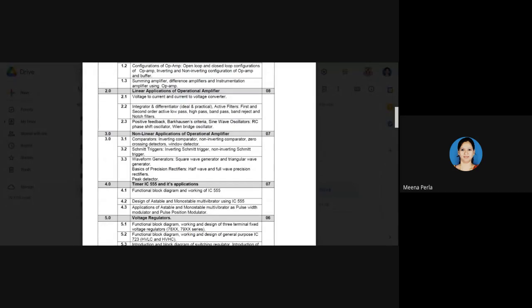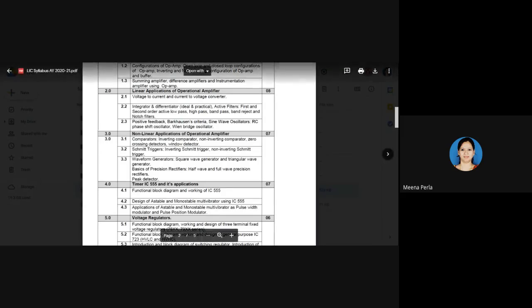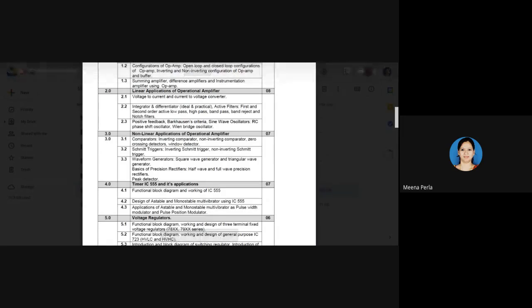Then the second part of this module says we are going to study the Schmitt trigger, where again, since we have two input terminals, we are going to see the inverting Schmitt trigger and the non-inverting Schmitt trigger. That means we are going to study the circuit diagram, the working, and we are going to observe what will be the output of this Schmitt trigger.